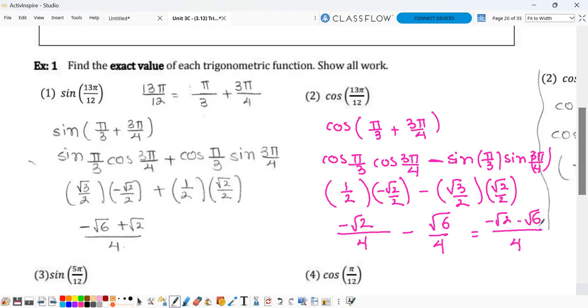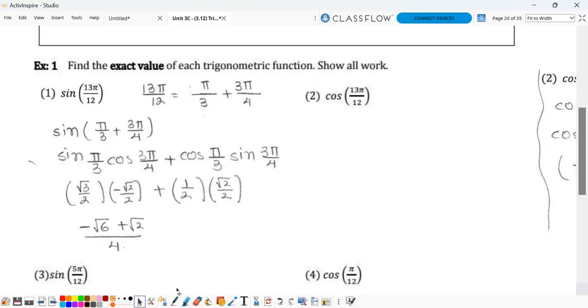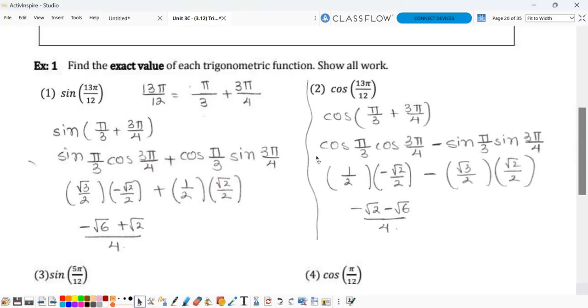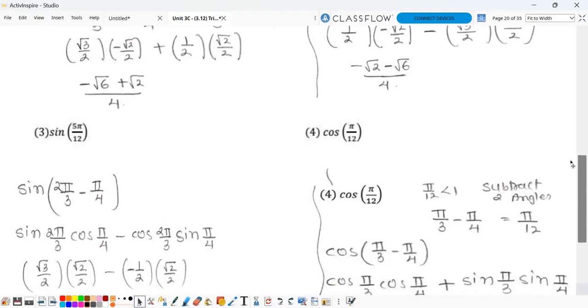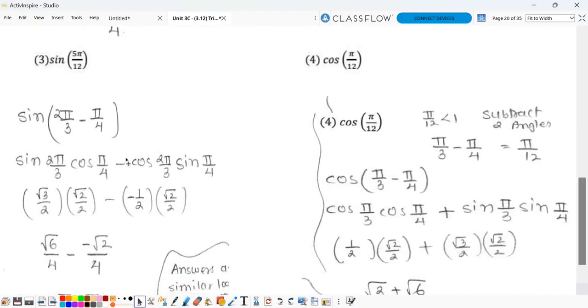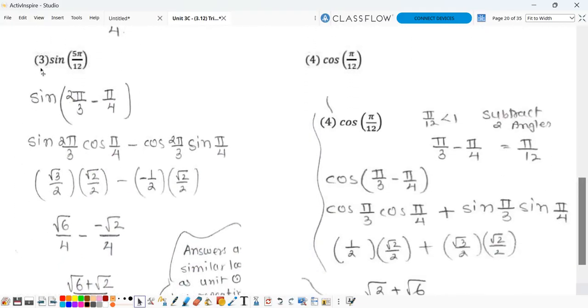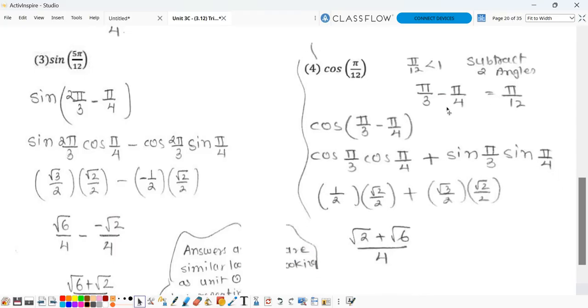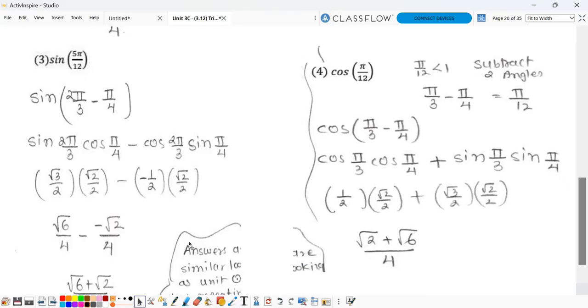So they are very similar looking answers. Why? Because many numbers are always repeating on the unit circle. So this is an example for sine and cosine. Let's check it out. I would like you to pause the video here and get the combination for 5 pi over 12 and pi over 12. Try these two examples, pause the video and check the answer.